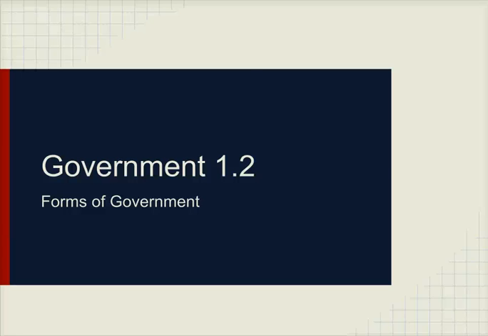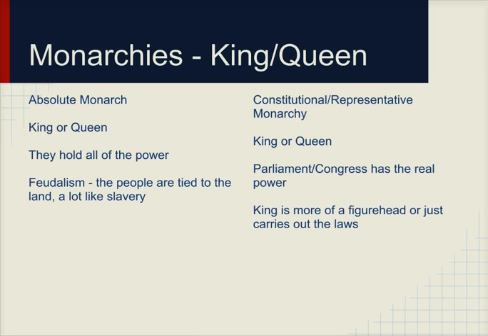This lecture is for government. The first type of government to talk about is monarchies. This is a king or queen. You have princes, princesses, dukes, etc., but there are types of monarchs. First is absolute monarchy. This is where the king and queen have all the power and all control. This usually leads to a system where the people are tied to the land. Feudalism is really just a form of slavery, so it's not really that good.